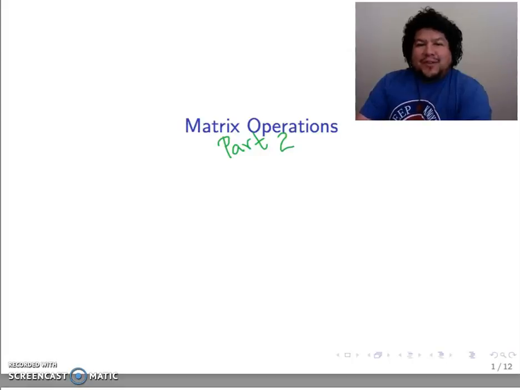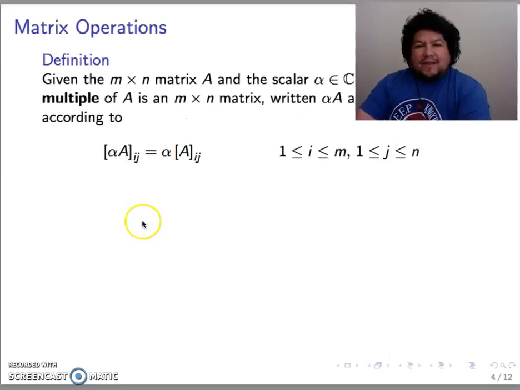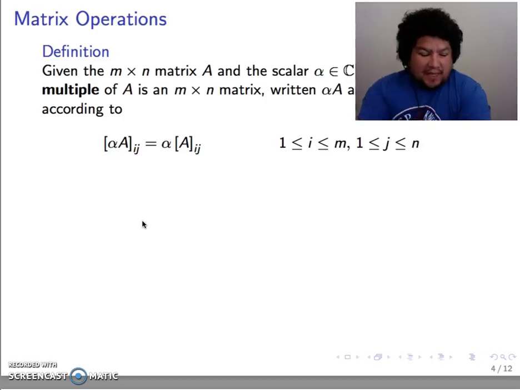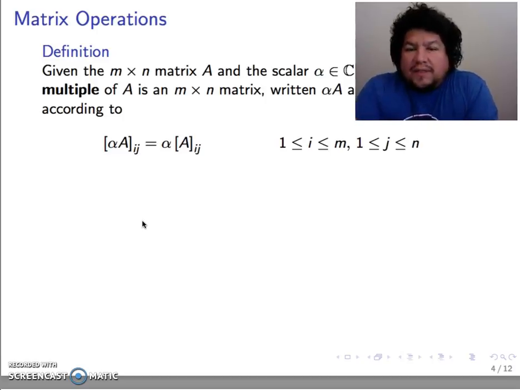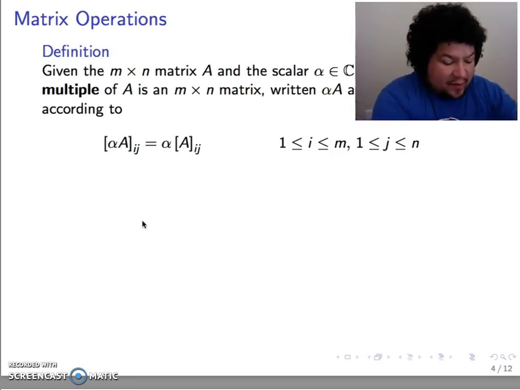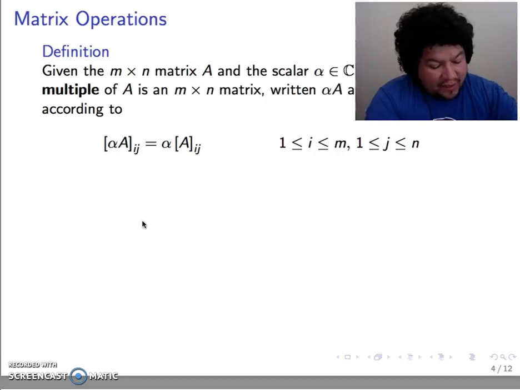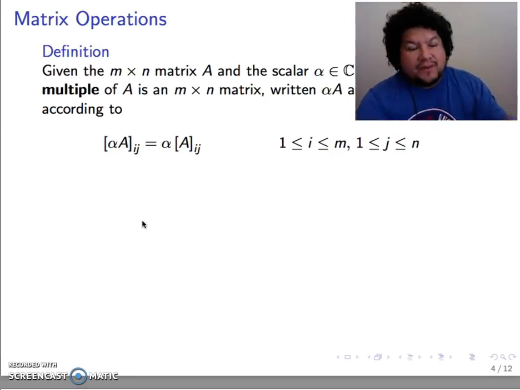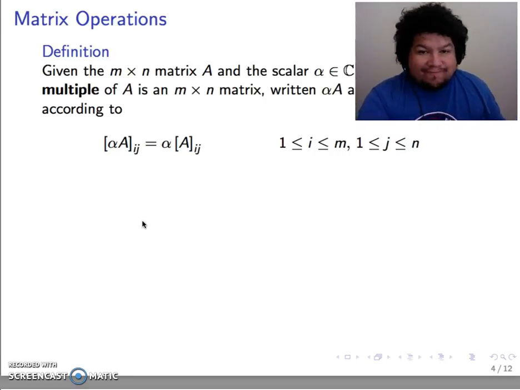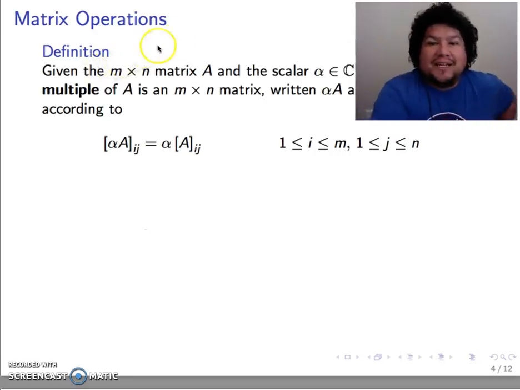Hi, this is part two of matrix operations. Well, just as we learned with vectors, we define equality between vectors, we define addition between column vectors, and then scalar multiplication among column vectors. So we're doing a similar thing here with matrices, even though matrices are not completely new to us.